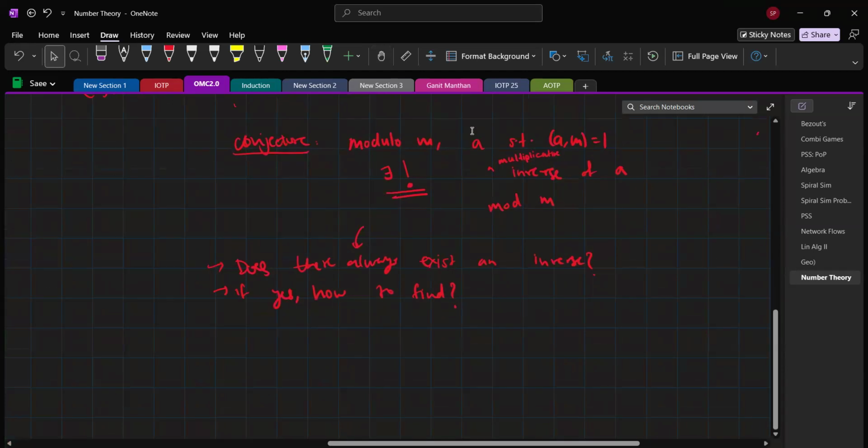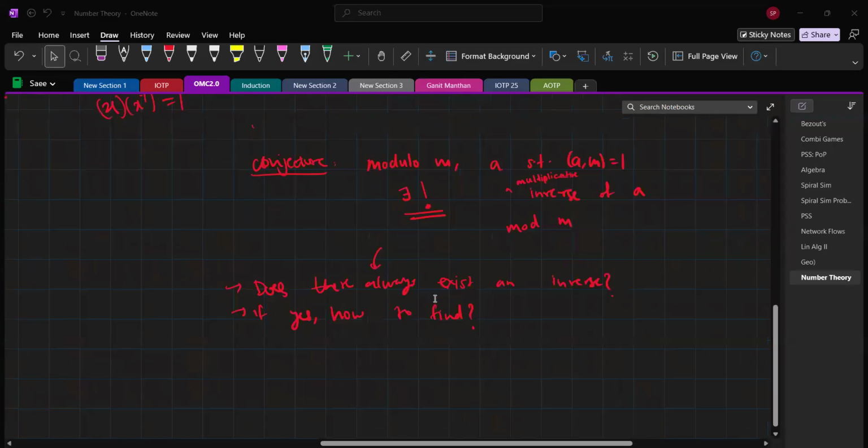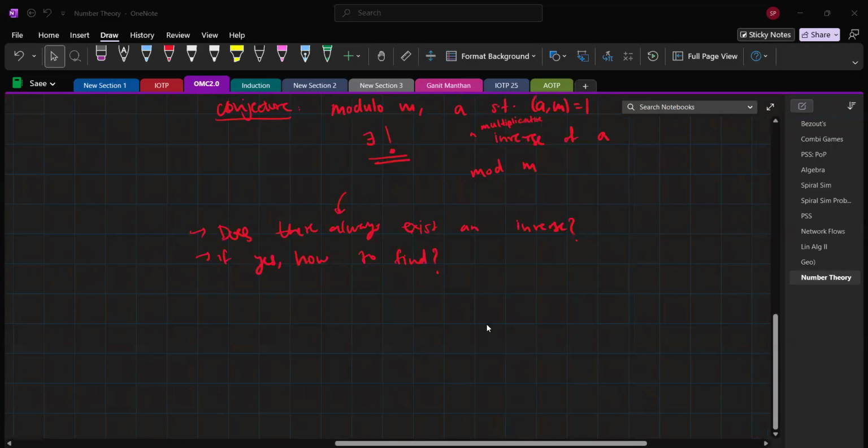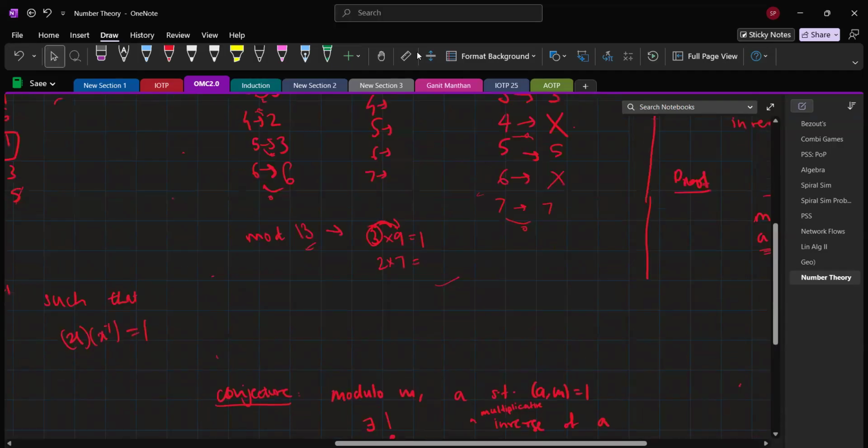Anyways, we go back to whatever we were doing earlier. Does there always exist an inverse? And if yes, how do we find it? These are the questions that I thought of from some conjecture. I don't know who made it. I think Rayansh had this conjecture of bijection.